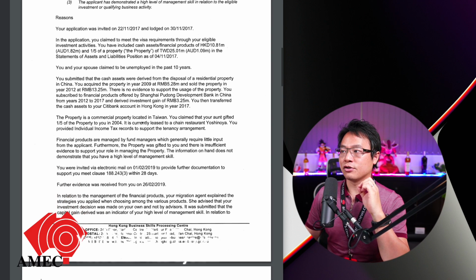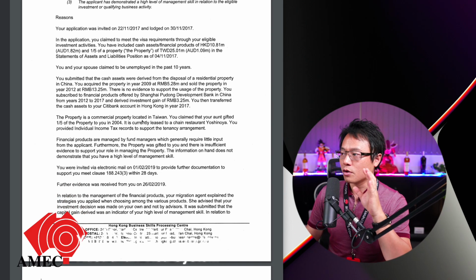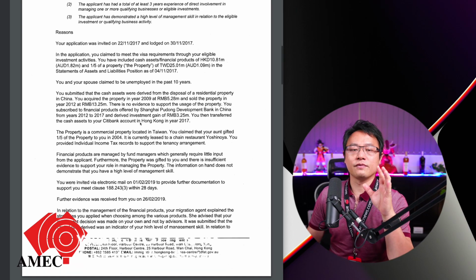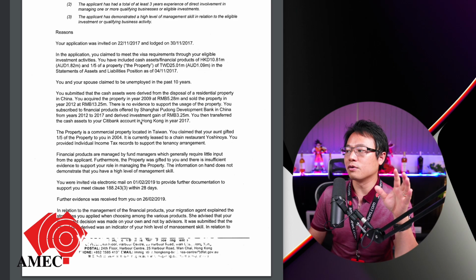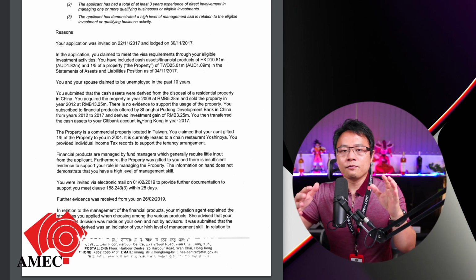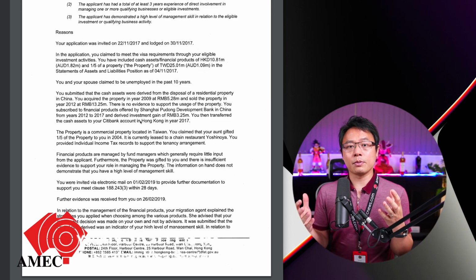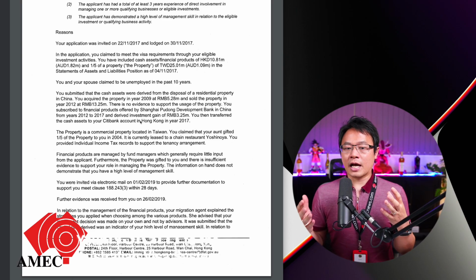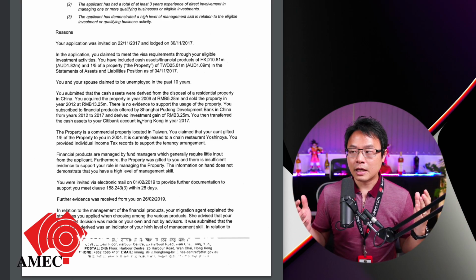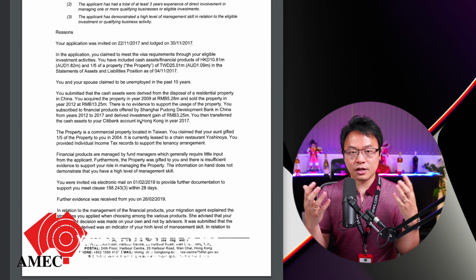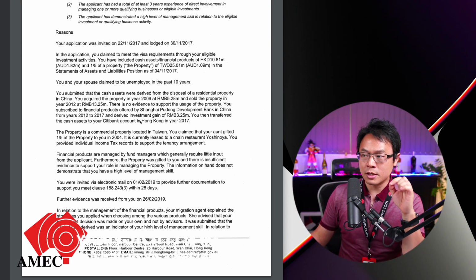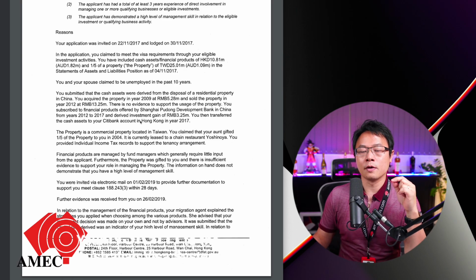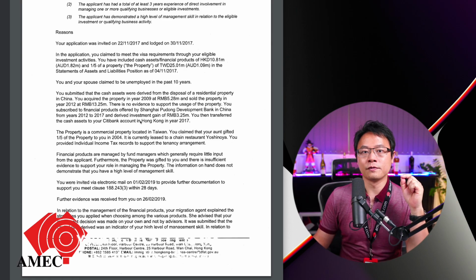But the previous agent basically didn't disclose that, and made this applicant look like he actually did nothing. The money was just inherited by his family. He did nothing. Now, the key here, the reason he was actually refused, was a lack of management there.